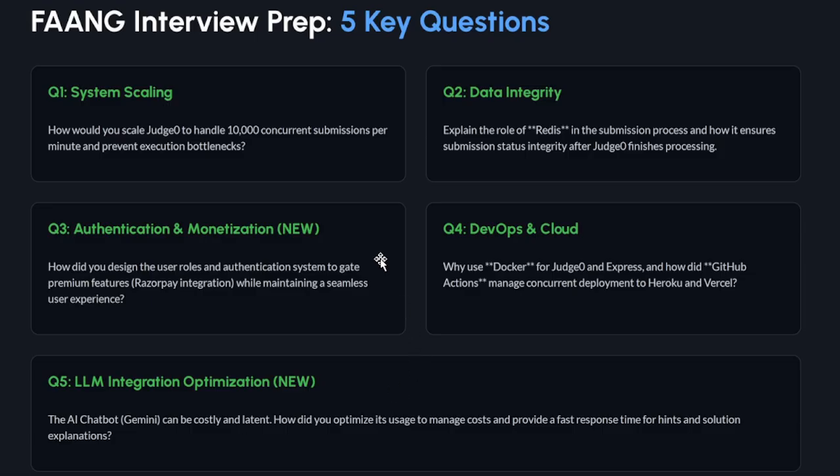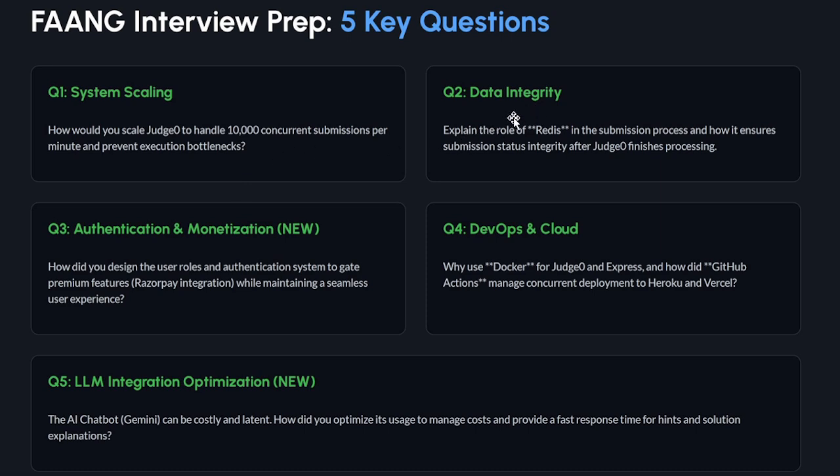So there are some questions. First is system scaling. How would you scale Judge0 to handle 10,000 concurrent submissions per minute and prevent execution bottlenecks? To solve this, we can implement Redis, an asynchronous job queue, to decouple the API from execution. In Redis, we use worker pools or worker nodes that consume the queue and manage load balancing across multiple Judge0 instances.